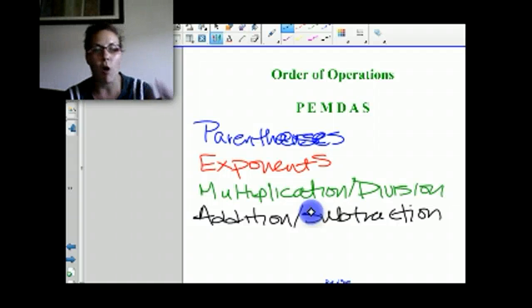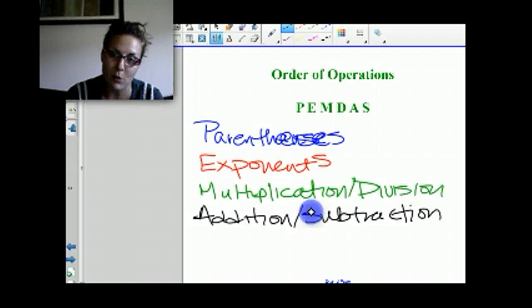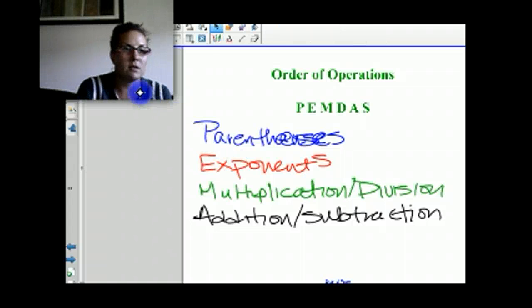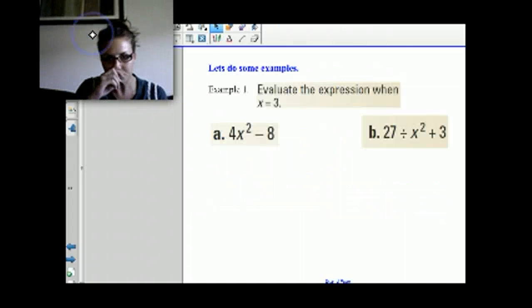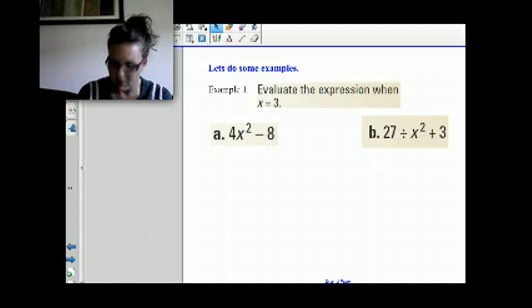These are the steps you will always use. We're going to be evaluating equations today, but we will be solving in the next chapter. So you want to make sure that these are always the steps that you follow. We're jumping right to the examples.